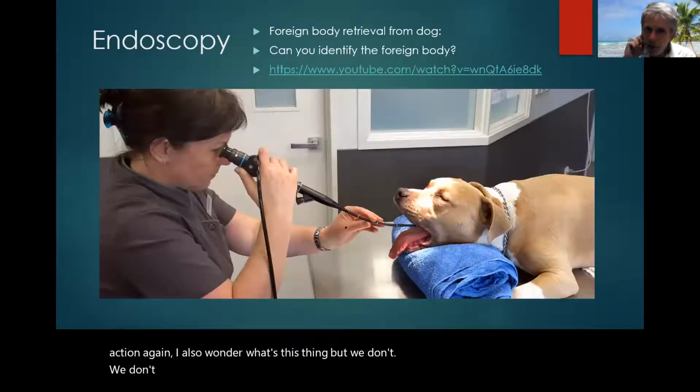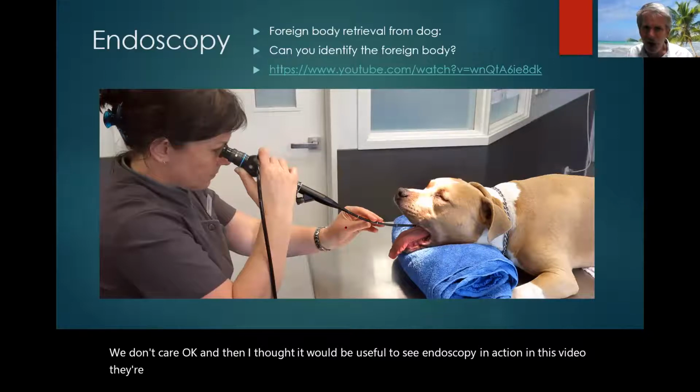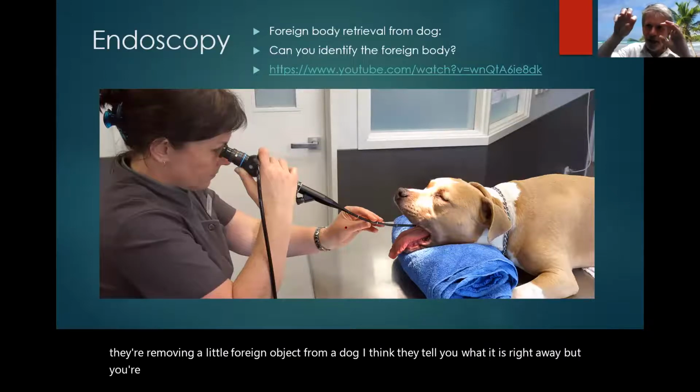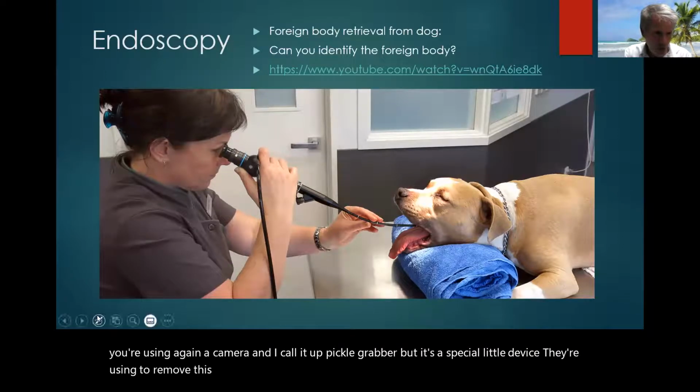And then I thought it'd be useful to see endoscopy in action. In this video, they're removing a little foreign object from a dog. I think they tell you what it is right away. But they're using, again, a camera, and I call it a pickle grabber, but it's a special little device they're using to remove this object. So let's watch this.